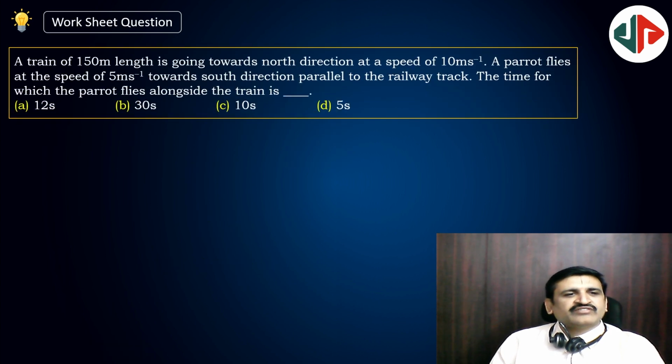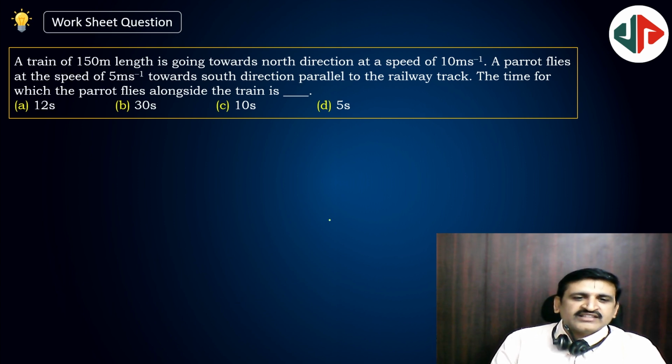A train 150 meters in length is going towards the north direction at a speed of 10 meters per second. A parrot flies at a speed of 5 meters per second towards the south direction, parallel to the railway track. The time for which the parrot flies alongside the train is what?